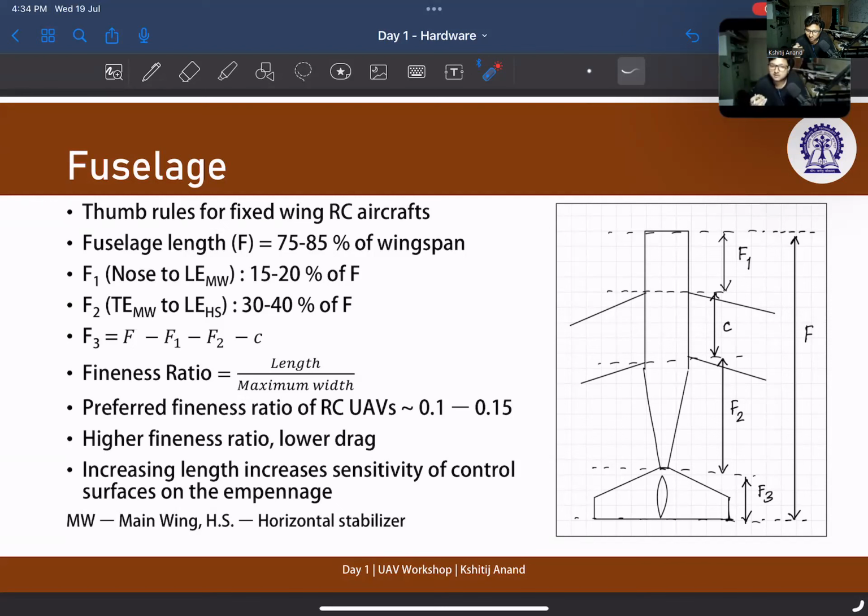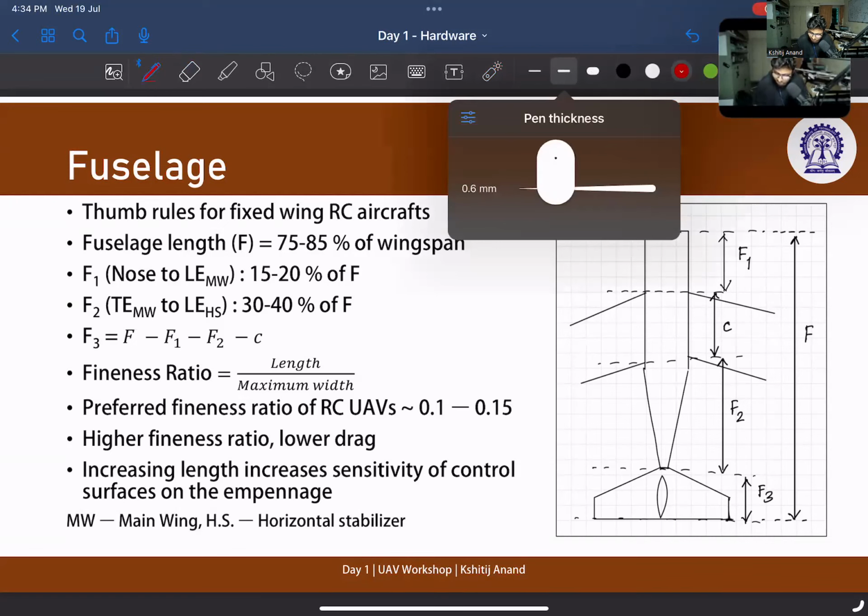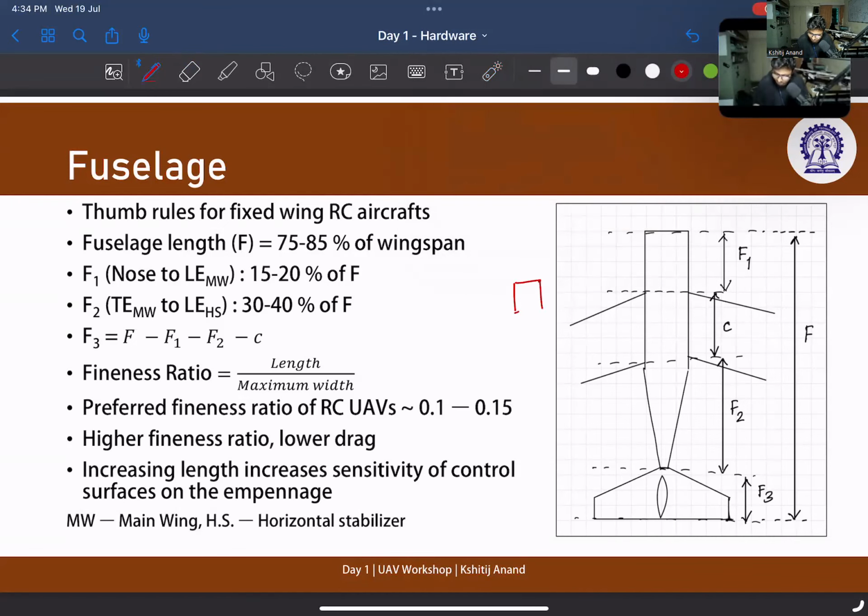Like the whole, so I'll just draw it out for you so that you have a better understanding. So this is the length of the fuselage and this is the width of the fuselage. We're taking a square section. So this ratio, length by width, what do you think it is telling us?